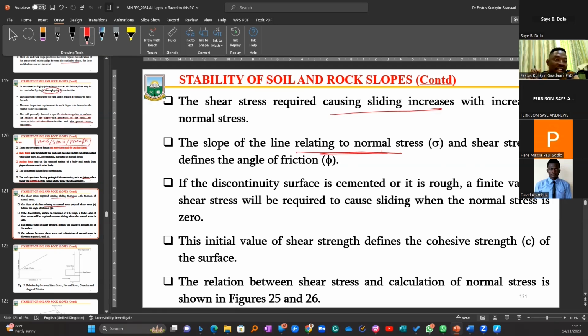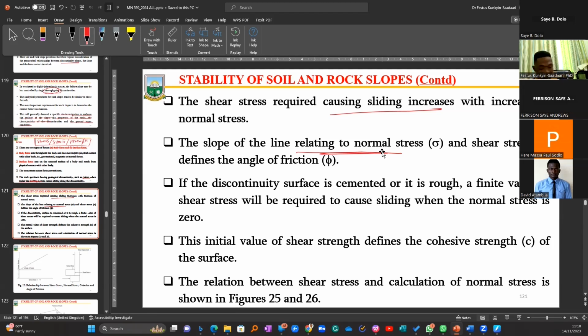We have talked about that earlier. So the internal angle of friction is the one that occurs as a result of the contact, or the connection, between two surfaces. Okay, so if the discontinuity surface is cemented or it is rough, then sliding will be minimal. And that is why we don't want water to be present, because if water is present, it will render the friction useless, and then sliding is easier.